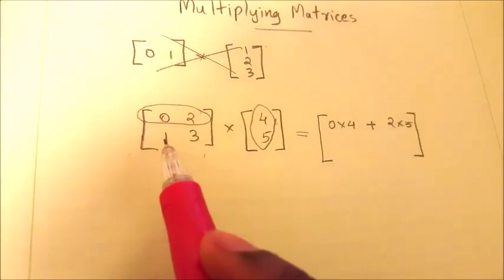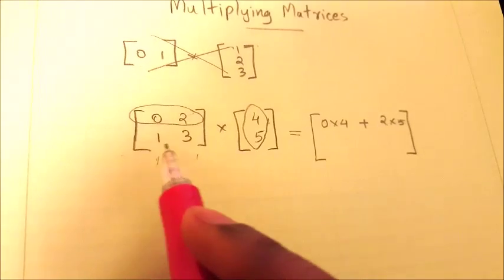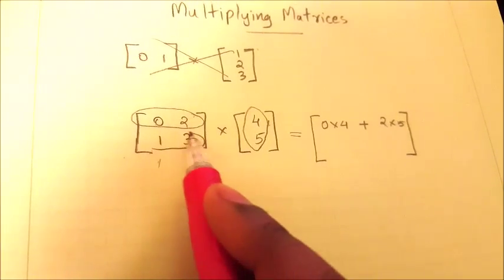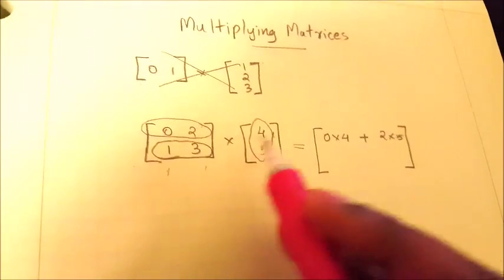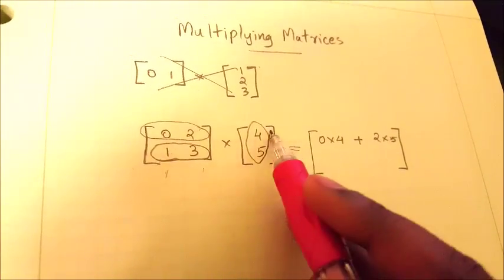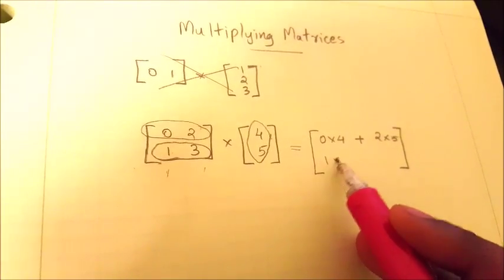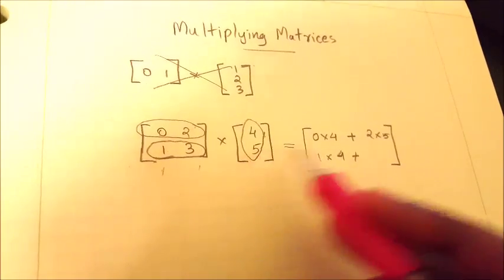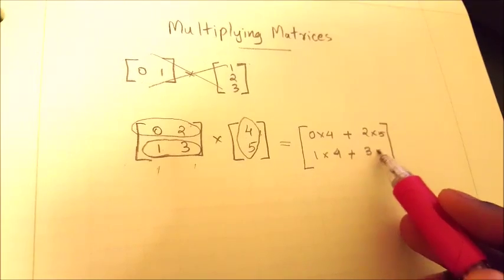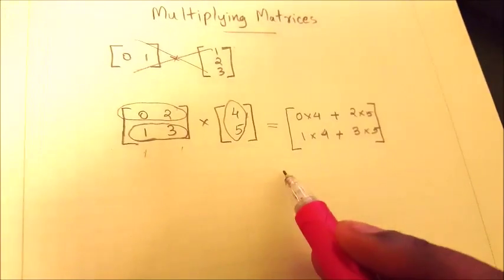Alright, now the bottom row of the first matrix, you have 1 and 3. You do the same thing, you rotate it and multiply by the corresponding values over here. So 1 gets multiplied by 4, and then you add that to 3 times 5. Alright, and then what do you get?